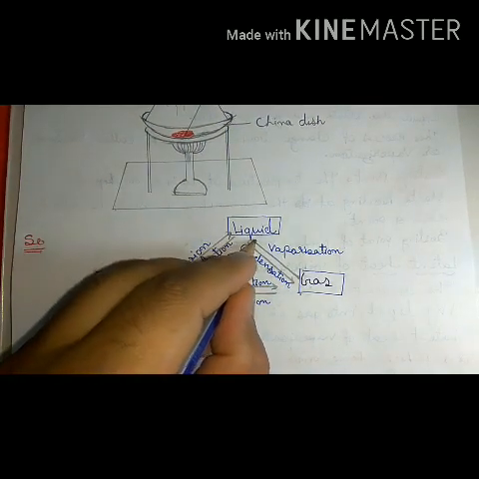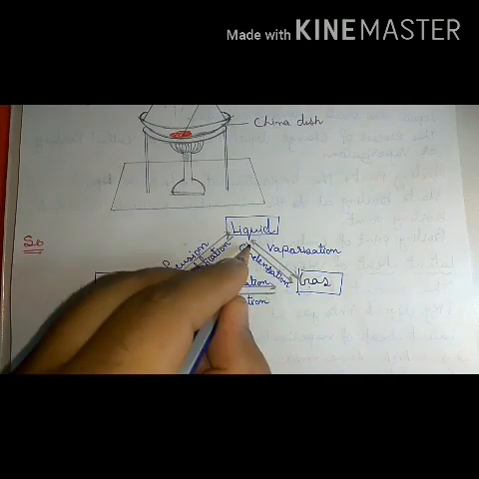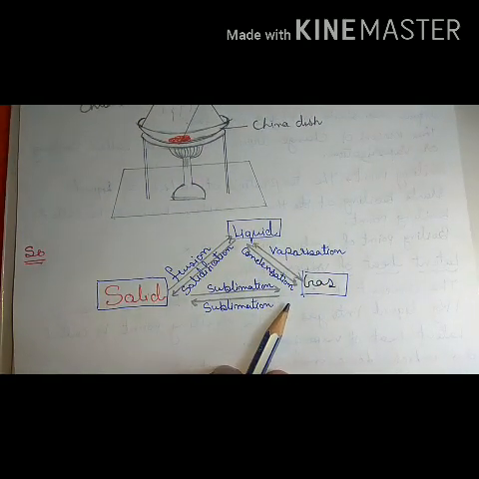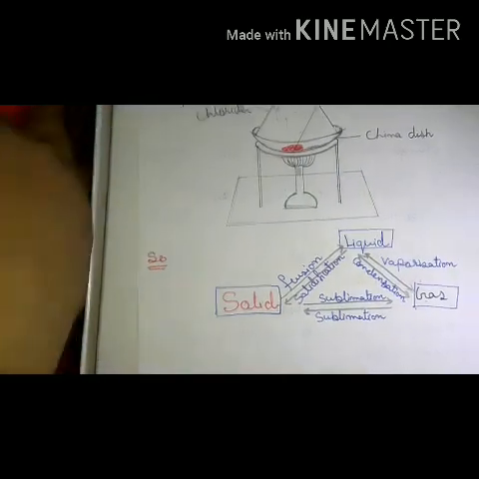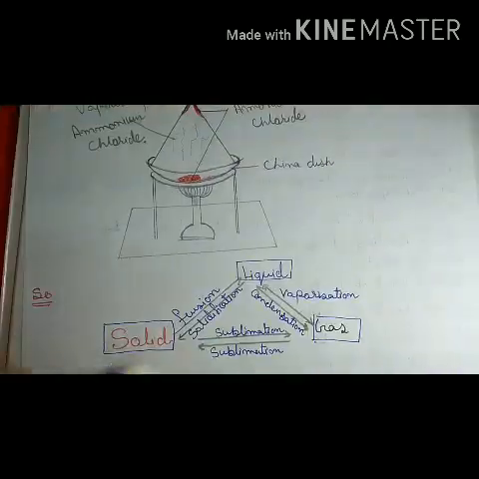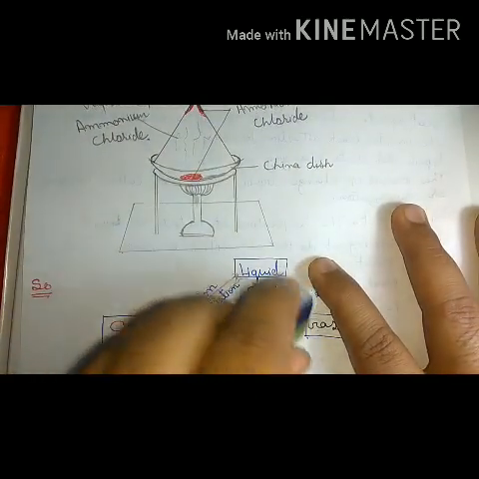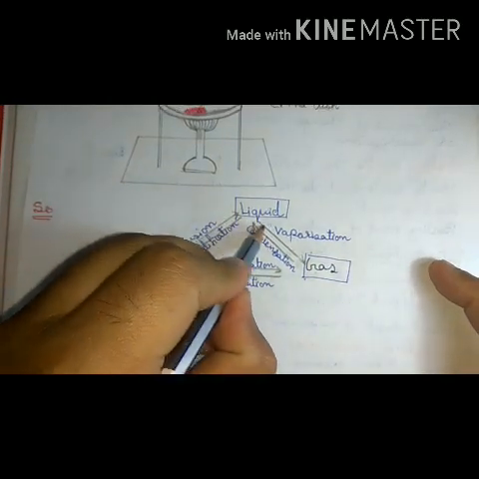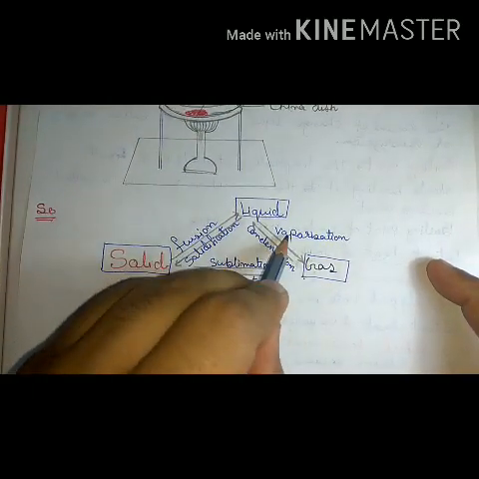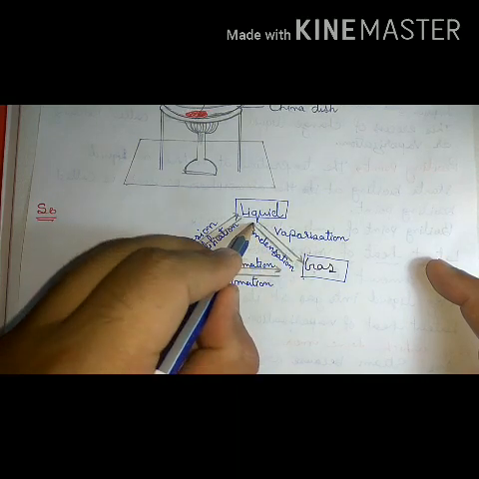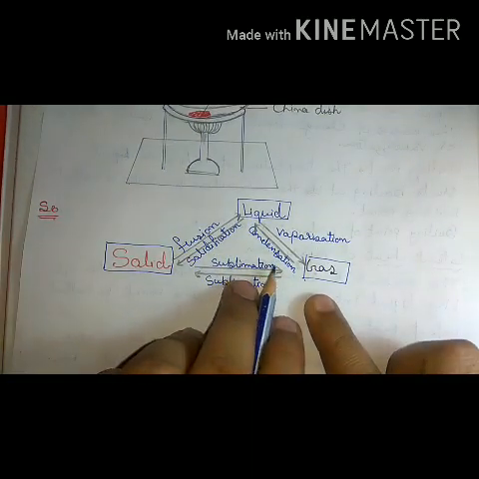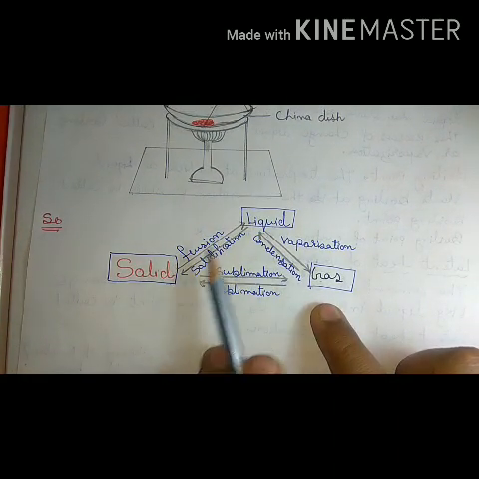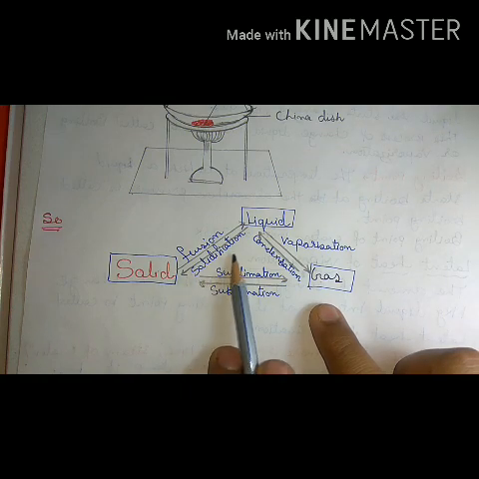Here one thing is wrong, let me clear it. Sorry for that. This is correct. Liquid converts into vapor, the gas state: vaporization. Gas into liquid state is known as condensation. Okay. Liquid converting into solid is known as solidification.